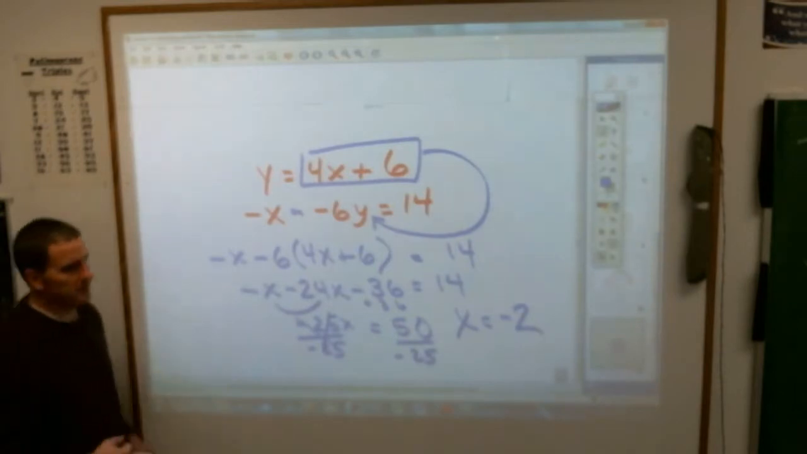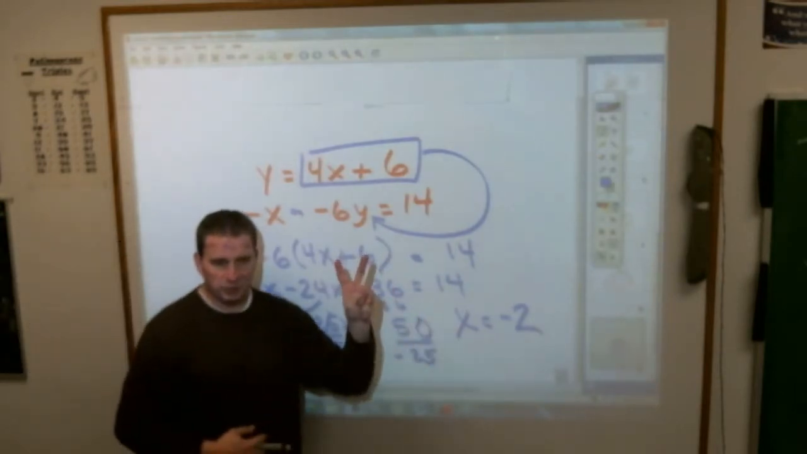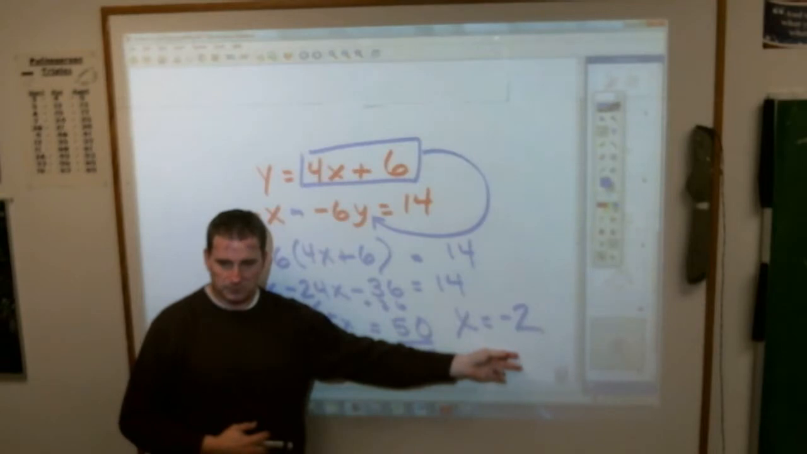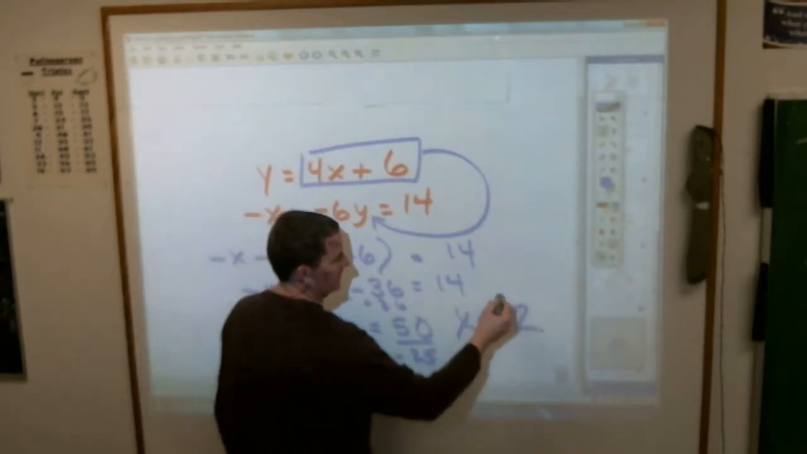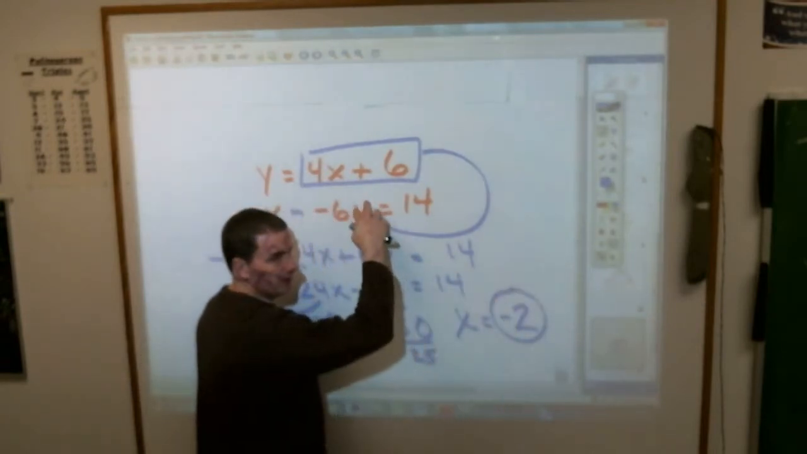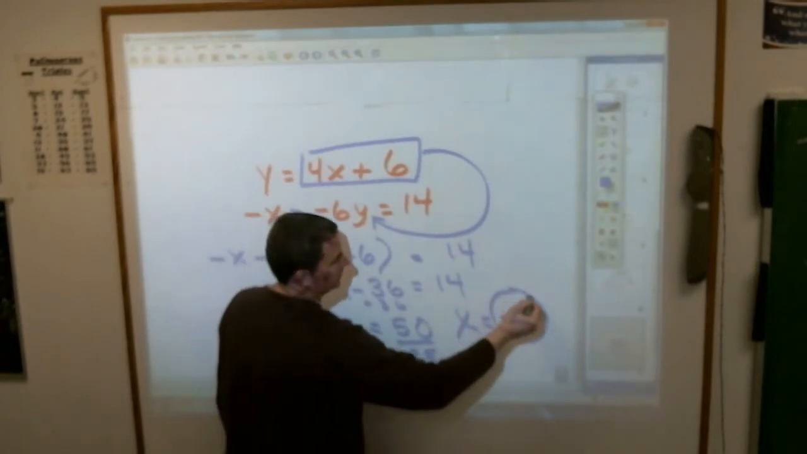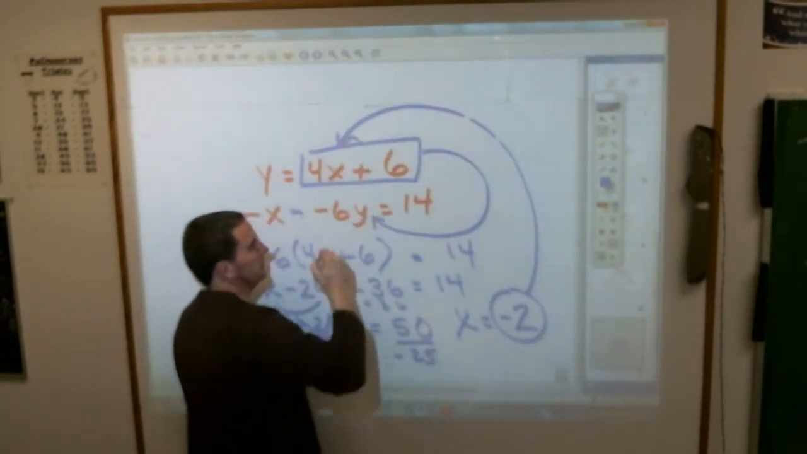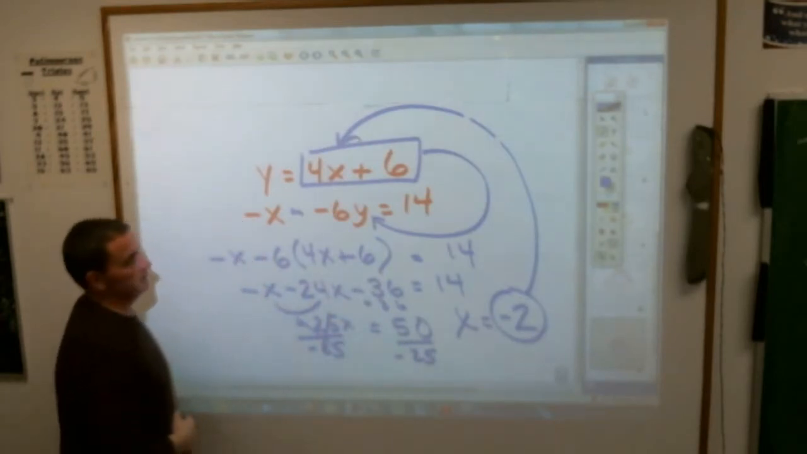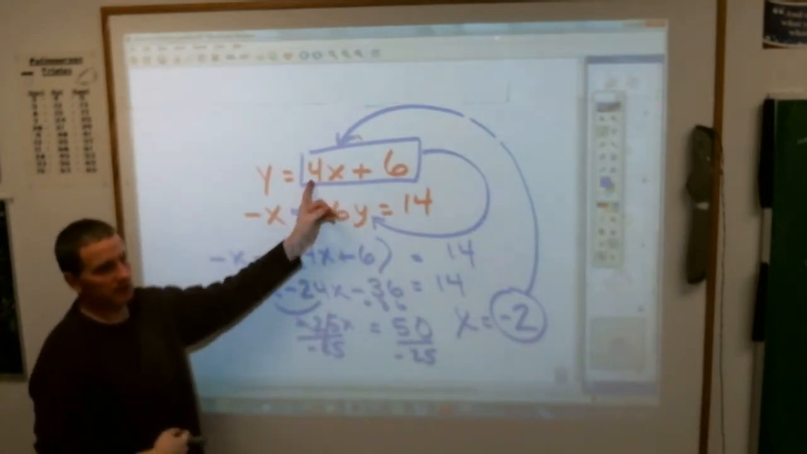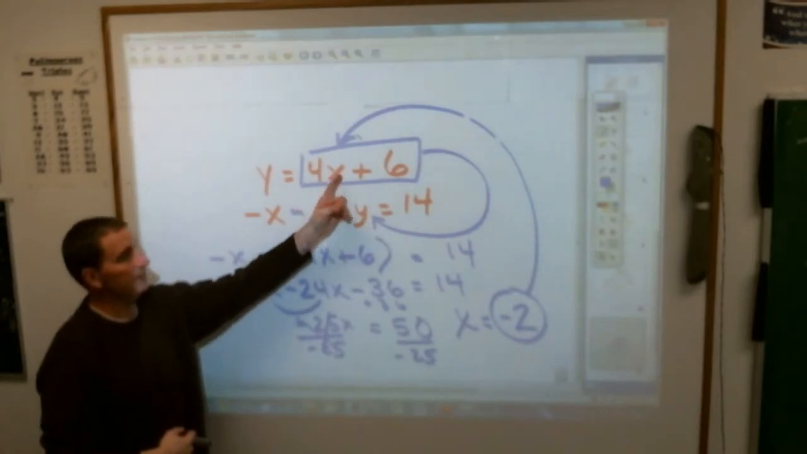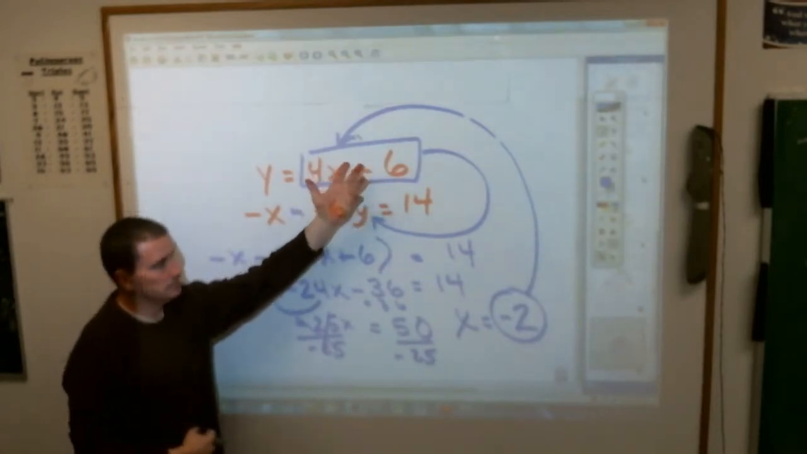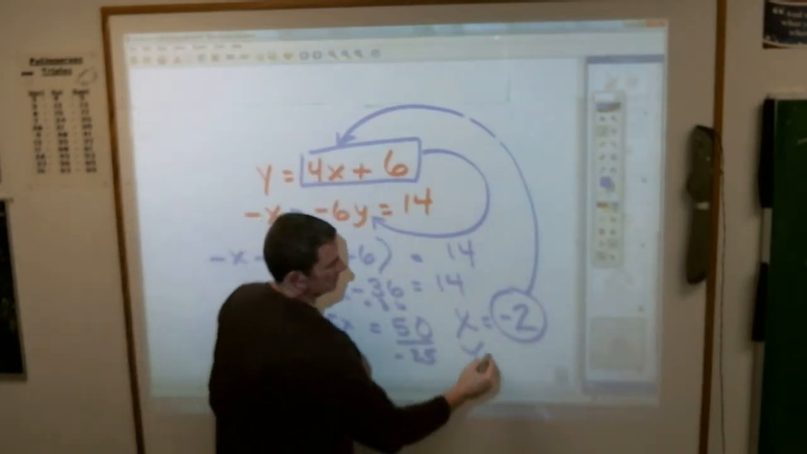The last step is this. You know that there's supposed to be 2 points and you only have found 1. So you take what x is, and it doesn't matter which of the 2 equations you put it into, okay? You put it into here. That would be the easiest one. 4 times negative 2 is? And negative 8 plus 6 is? Y equals also negative 2.